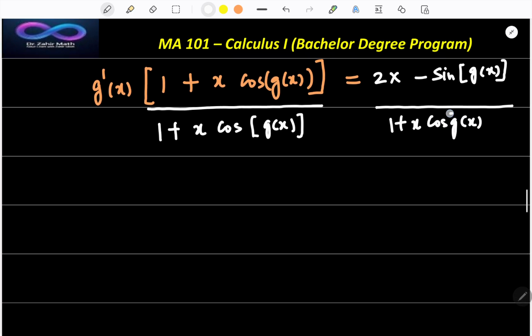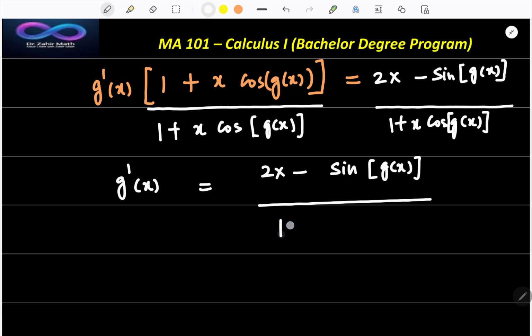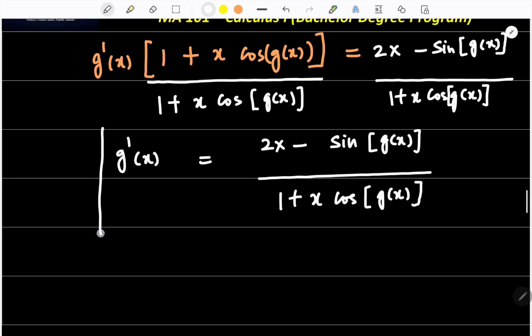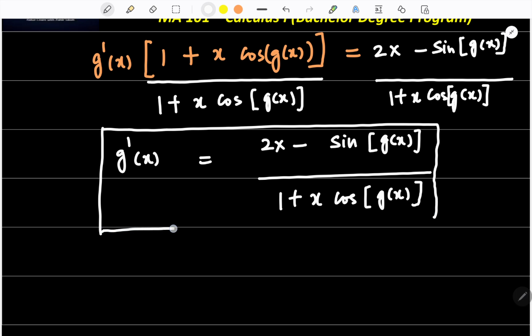Okay. Do I need to put a bracket, teacher? If you put a bracket, you are on the safer side. That's it. Therefore, g dash of x is equal to 2x minus sine g of x, okay, divided by, right, 1 plus x cosine g of x. So, is this my answer, teacher? No. This is your g dash of x. Okay. Now we are going to find what? The question is, find g dash of 0.